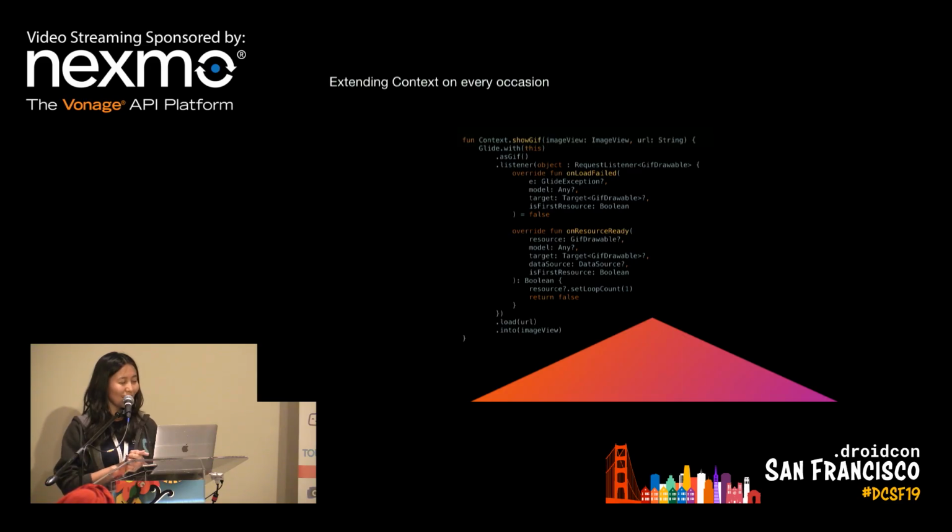Now, the next one I noticed, everybody likes to extend Context for some reason. If you look up on Google, like if you type in extension functions examples, when you start to begin, you notice how everybody in the examples tries to extend Context. My question is always, why Context?